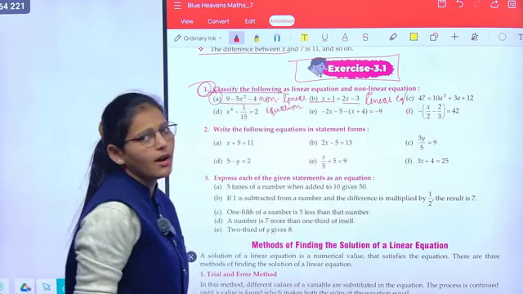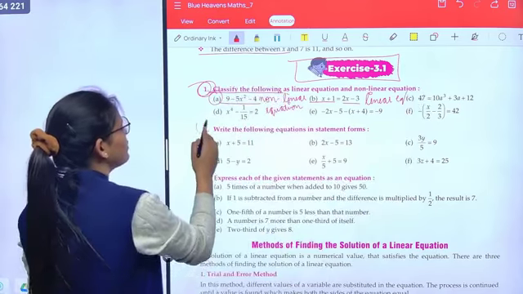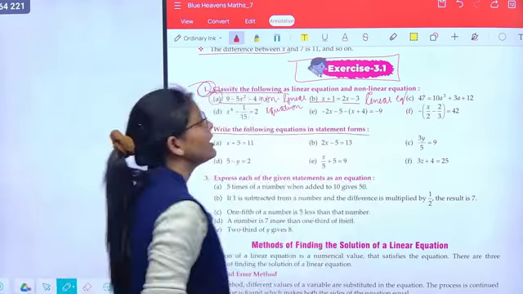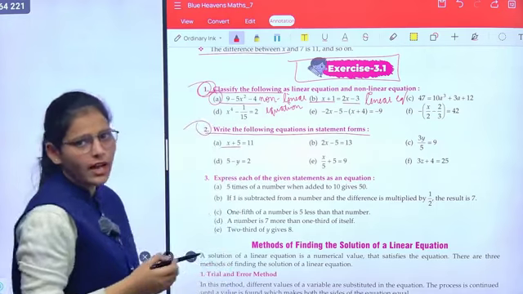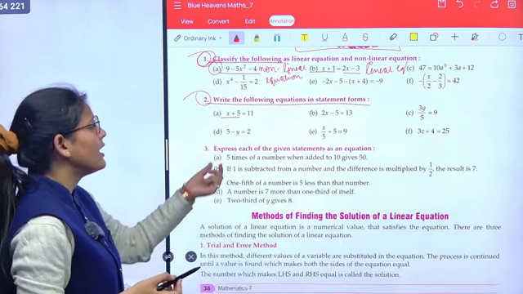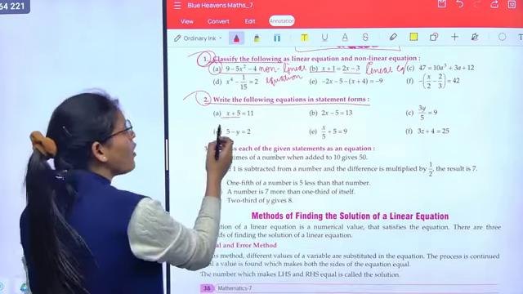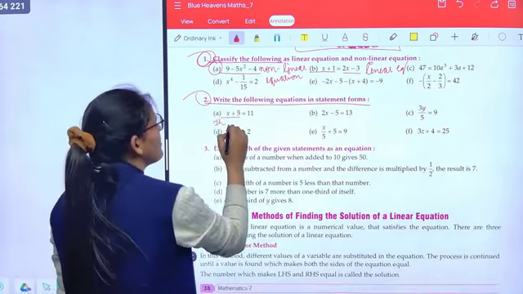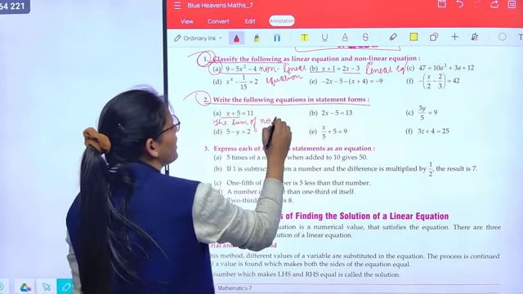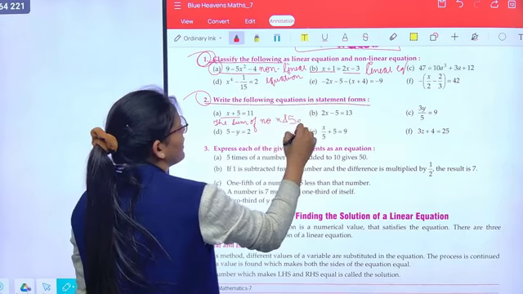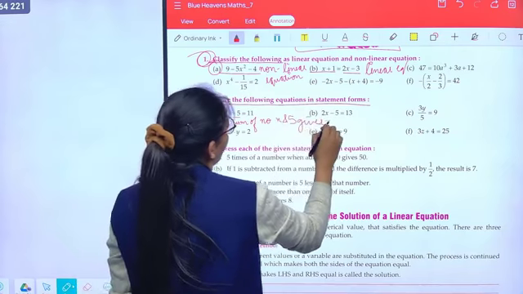Now class, rest of the parts do yourself. Come on, question number 2. Write the following equations in statement form. Now class, the number x plus 5 gives 11. The sum of, class आप लिख सकते हैं, the sum of numbers x and 5 gives 11.